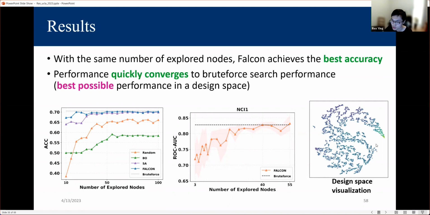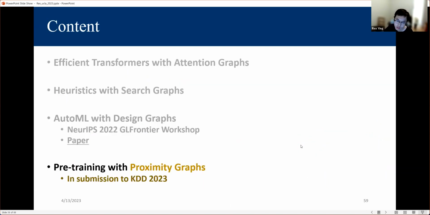Okay, and we also plot the design space embeddings, where each point here represents an architecture, and we can see that there is some kind of smoothness in terms of performance. Architectures that have similar performance, as can be seen by the color here. The color represents the performance, from green being the low performance to dark blue being the highest performance. So there's a smoothness structure.